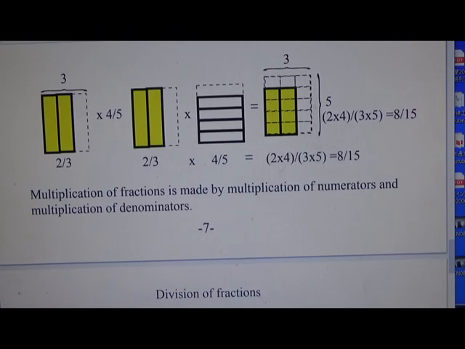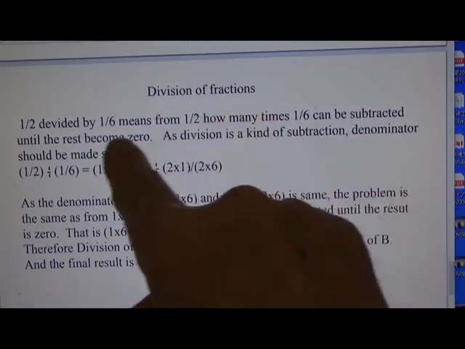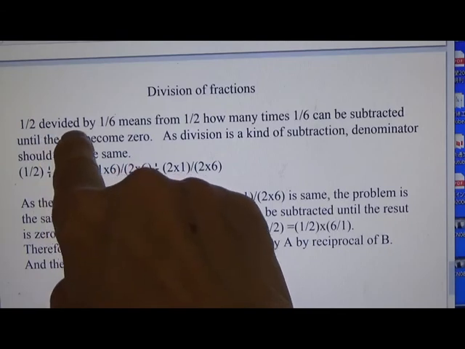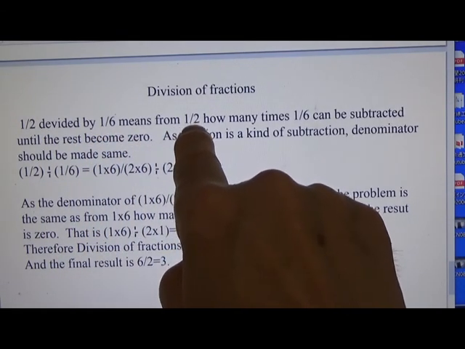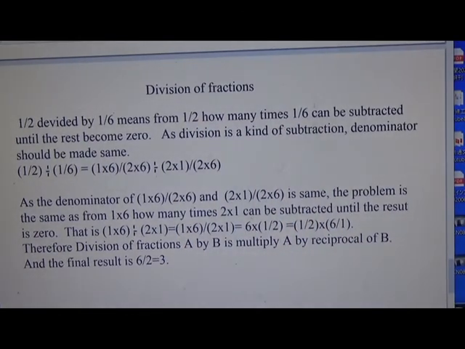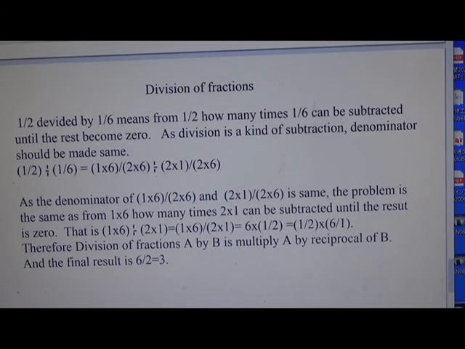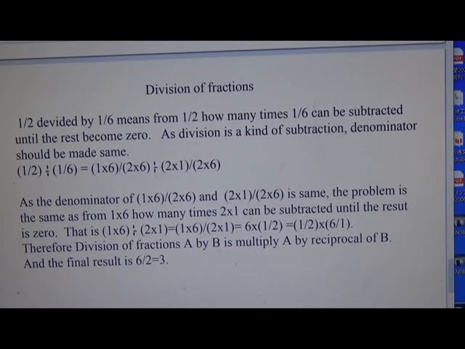Multiplication of fractions is made by multiplication of numerators and multiplication of denominators each. Division of fractions. 1/2 divided by 1/6 means from 1/2 how many times 1/6 can be subtracted until the rest becomes 0. As division is a kind of subtraction, the denominators should be made the same.